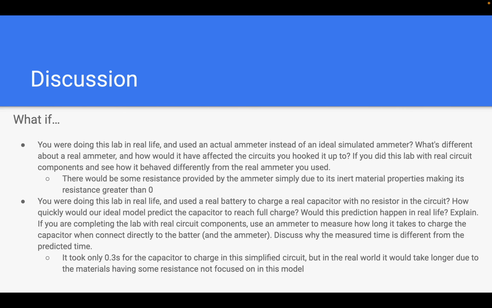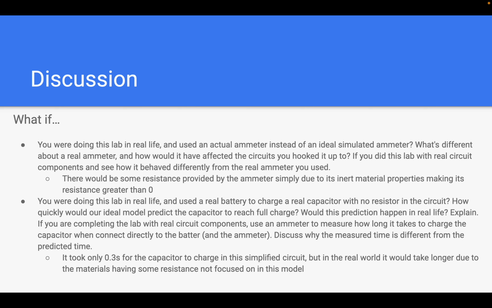So for the what-if questions, for time, I'm just going to say the answer, but the question is up there. For the first what-if question, there would be some resistance provided by the ammeter simply due to its inner material properties, making its resistance greater than 0.